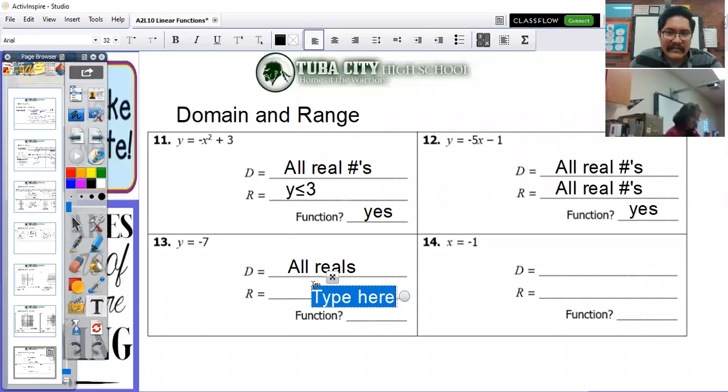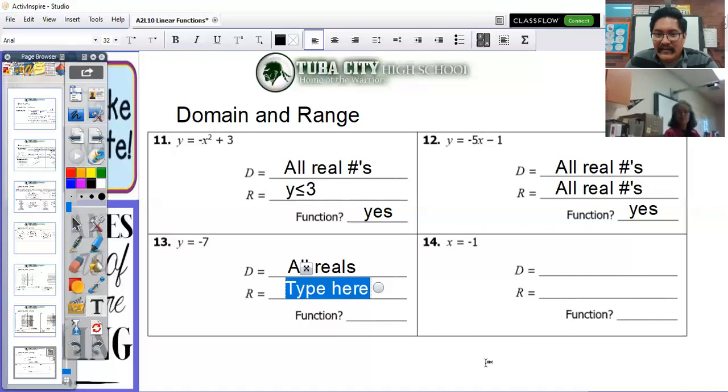Means the same thing, just a different way of writing it. And the range is a different one because we only have one possible value that y can be. Let me just go back over there really quick.